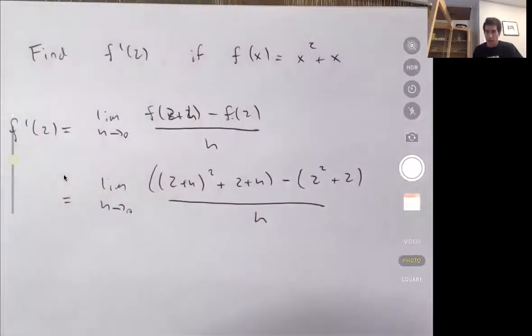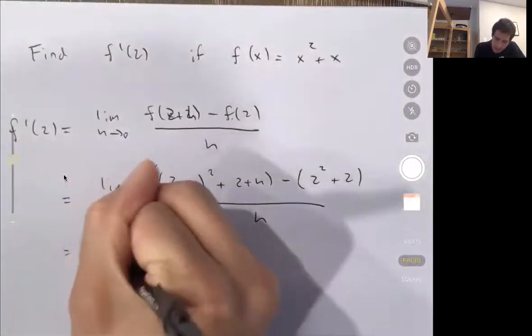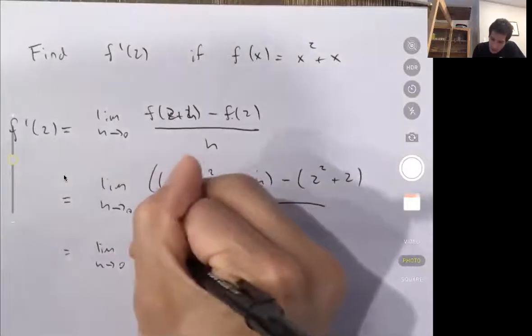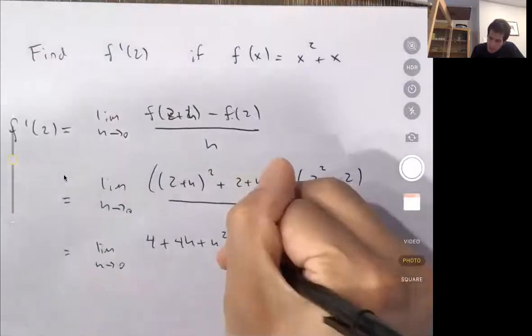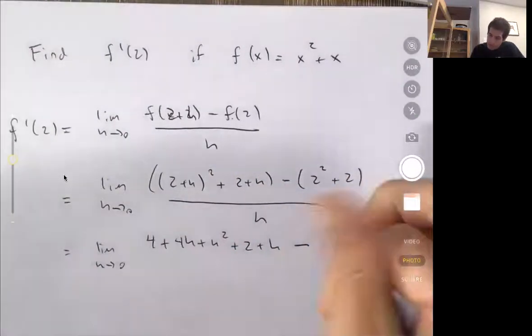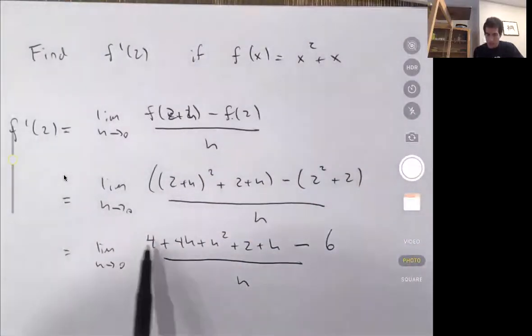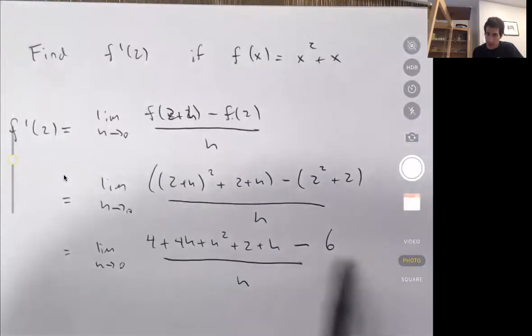And so now we can simplify. So I'm going to expand this out and simplify. So this is limit as h goes to 0. So 2 plus h squared, what is it? It's 4 plus 4h plus h squared. And then I'm still adding 2 plus h. And then I'm subtracting 2 squared plus 2. So I'm subtracting 6. And I'm still dividing by h. And now the constant terms cancel, right? There's a 4, there's a 2, that's 6, and then I'm subtracting 6.